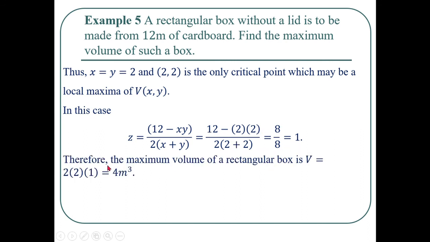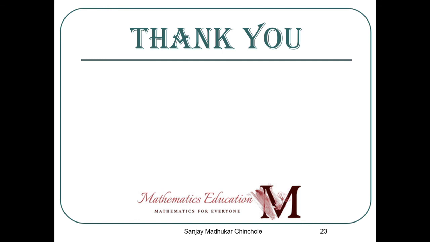So the rectangular box made up of cardboard of 12 meter square for the maximum volume is to be the box with length 2 meter, width 2 meter and height 1 meter, and its maximum volume will be xyz is equal to 2 into 2 into 1 is equal to 4 meter cube.